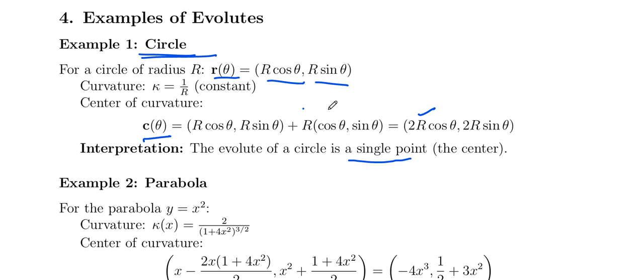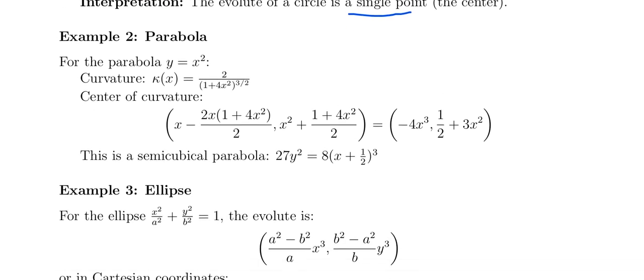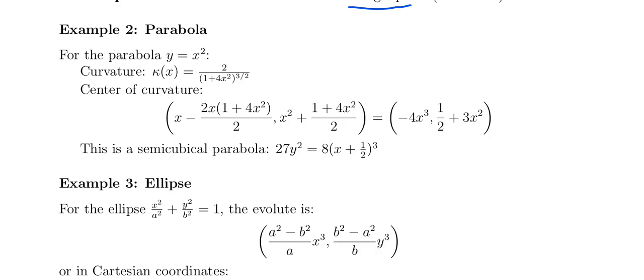And the parabola: the parabola is y equal to x square. What is its curvature formula? That is 2 by (1 plus 4x square) whole power 3 by 2.